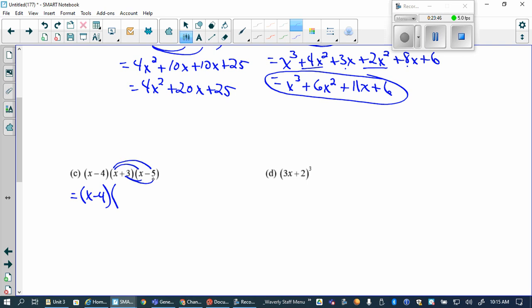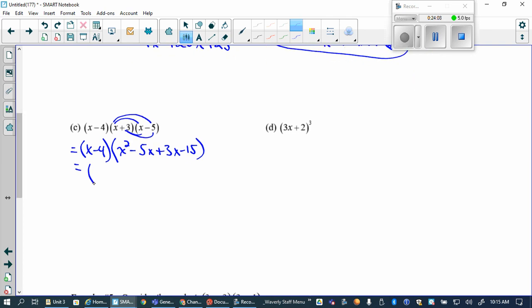So let's multiply these two binomials. What do we get? X squared minus 5x. Plus 3x. Minus 15. Anything we can combine in there? So let's keep the x minus 4 here for now. Negative 2x. So x squared minus 2x minus 15, right?